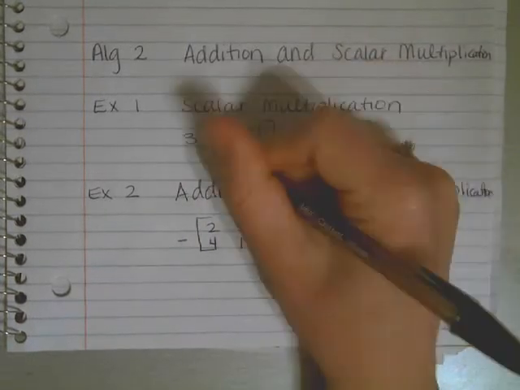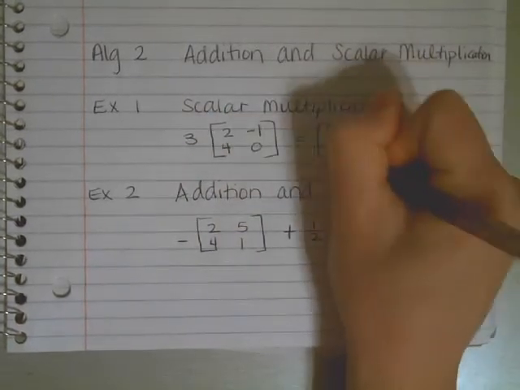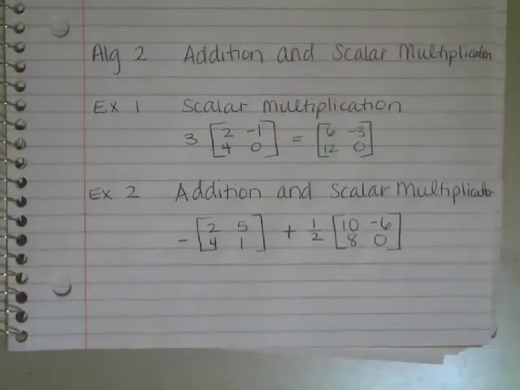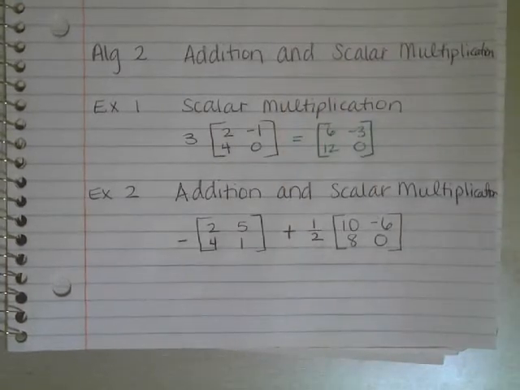So I will get 6, -3, 12, and 0. So you could think of it as a distributive property.